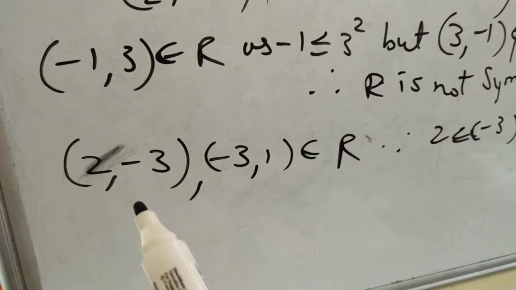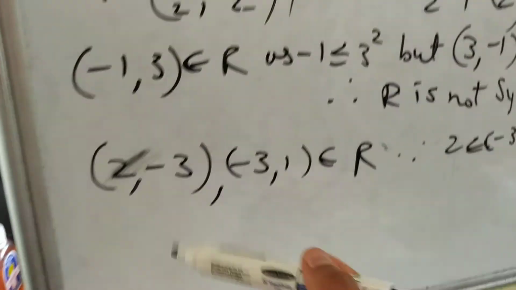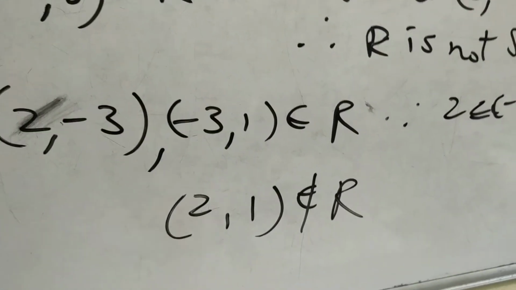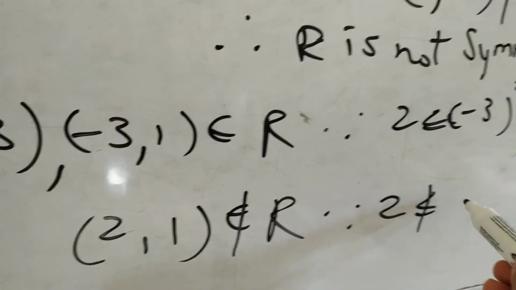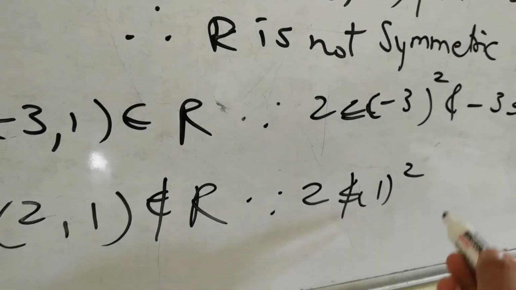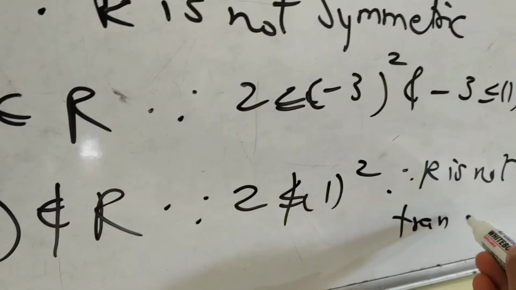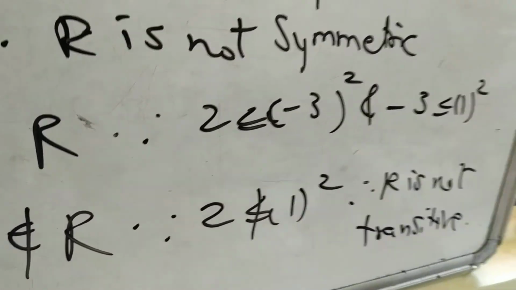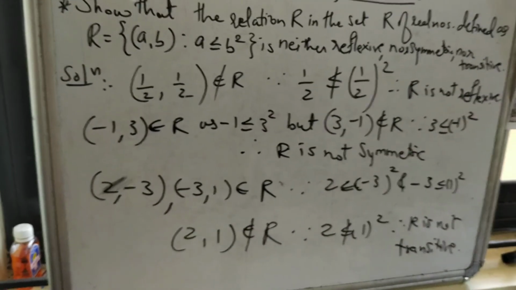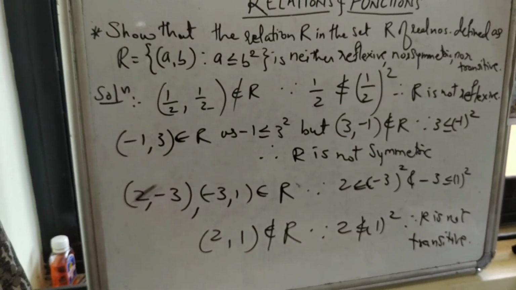But for transitivity, if the relation is transitive, we have to show that (a, c) belongs to R. But here (2, 1) does not belong to R, because 2 is not less than or equal to 1². Therefore R is not transitive. And in this way, R is not reflexive, R is not symmetric, and R is not transitive.